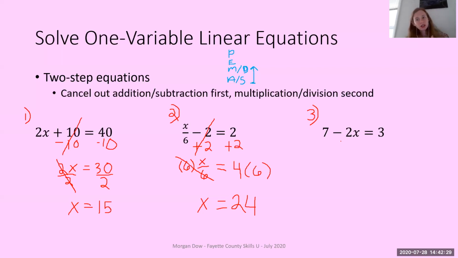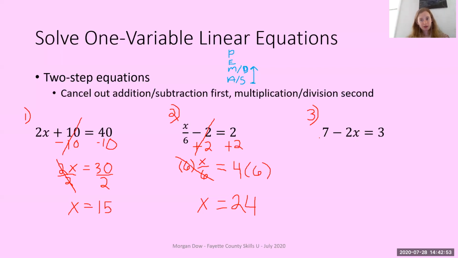There's a couple different ways to tackle a problem like this. I'm going to show you the way I like to do it. If you are interested in seeing another way to do it, you can get in touch with me and we can go through that one-on-one. So when I look at this, I see I've got this 7 that needs to get canceled out, and I've got this minus 2 that needs to get canceled out.